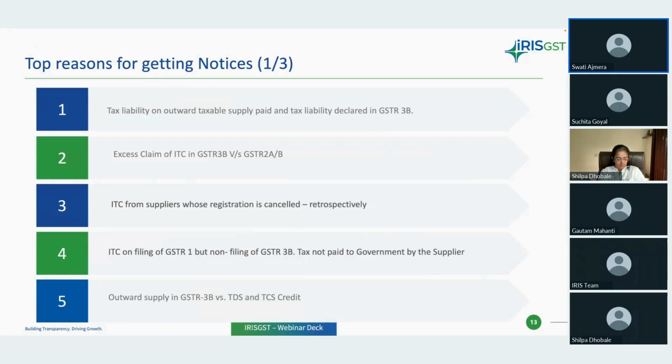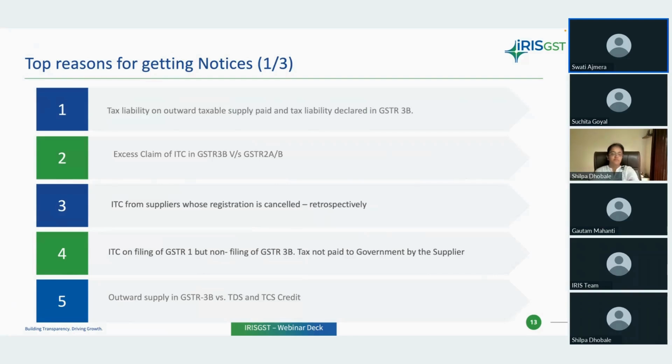So the GST department's focus is more on the wrong things which taxpayers are doing, so their focus is more on issuing a notice. Once the notice is issued, it is the liability of the taxpayer to prove that they are doing their transactions in a fair manner. So we have listed out some issues on which notices are issued by the department.